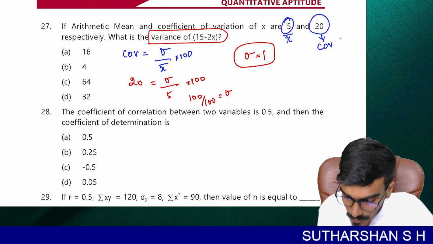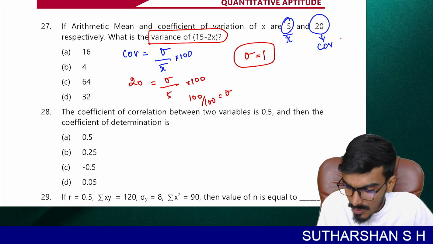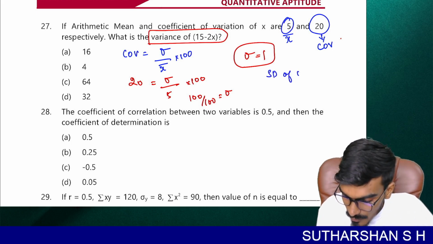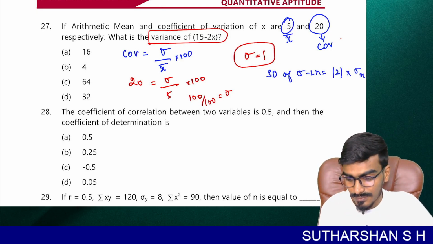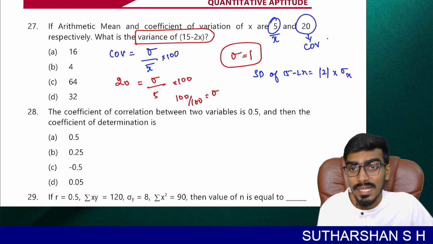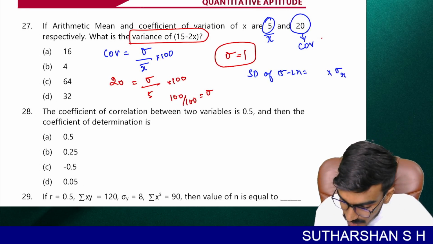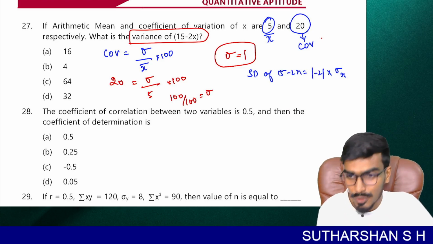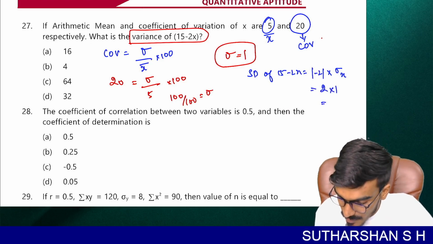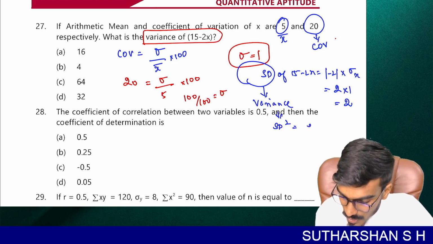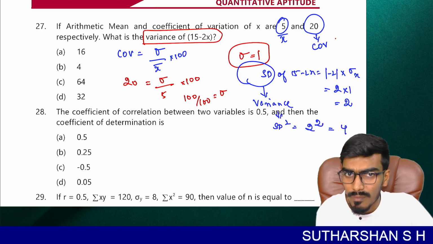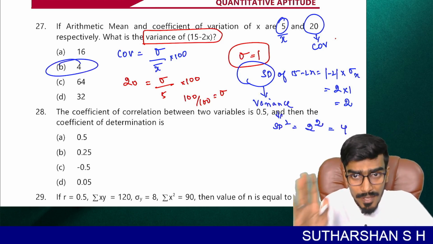They are asking variance of 15 minus 2x. You can just do standard deviation of 15 minus 2x, which can be written as modulus of 2 into standard deviation of x. Already this minus is there, so you can write it in the form of modulus. So it is 2 into 1, which is basically 2. From a standard deviation perspective, you can directly move on to variance. Variance is nothing but standard deviation square. So that is nothing but 2 square, which is 4. The answer is 4. That's one way of approaching.